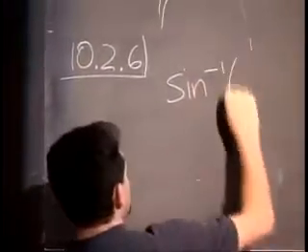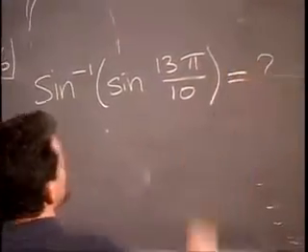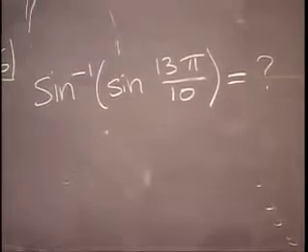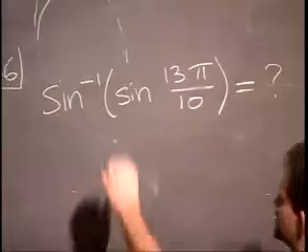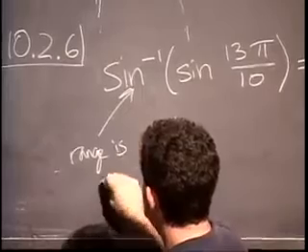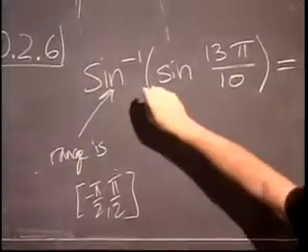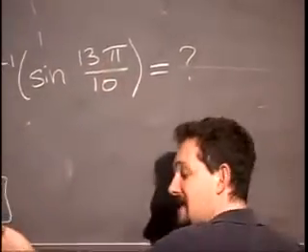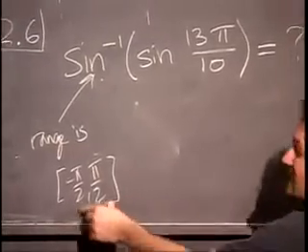I ask you this. What is inverse sine of sine 13 pi over 10? Well, the gut reaction is it's 13 pi over 10. But that cannot be, because if you take inverse sine of something, the range is minus pi over 2 to pi over 2. I wrote that up earlier. So the answer that you get by taking inverse sine of anything, I don't care what it is, has to be between minus pi over 2 and pi over 2. Or maybe not defined, but it cannot be outside that interval.